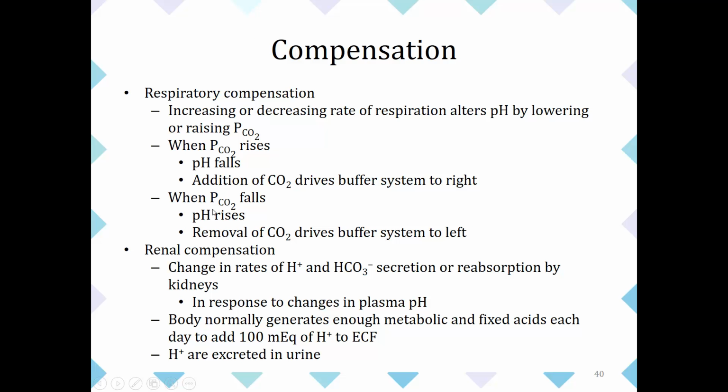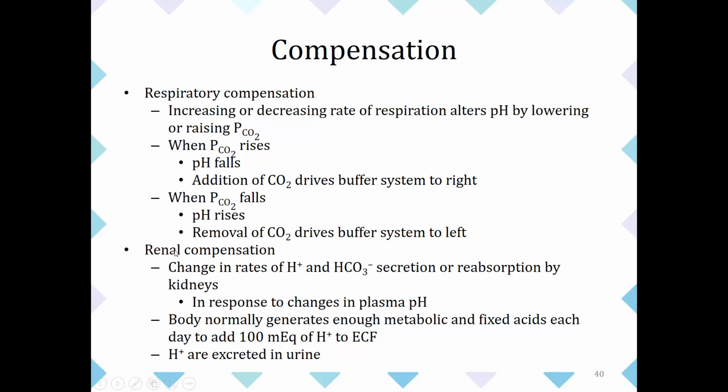When PCO2 falls, pH rises. And that drives the buffer system to the left. We would actually have to bring up the CO2 slightly, just enough to get us back to homeostasis. But respiratory compensation only works if the lungs are working. So these would be types of compensation that would work against a metabolic acidosis or a metabolic alkalosis.